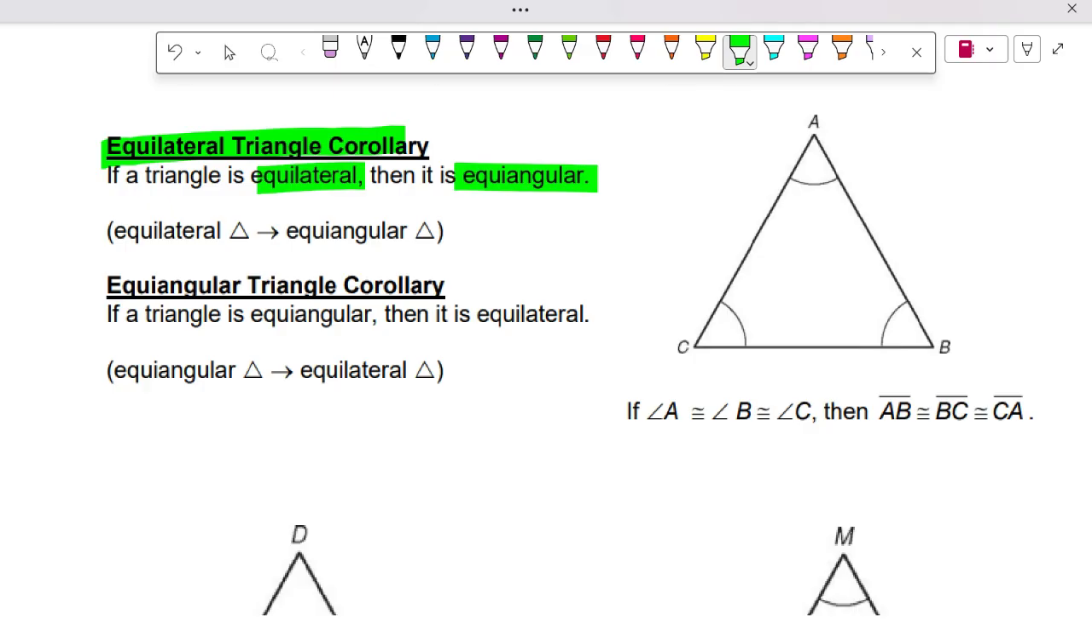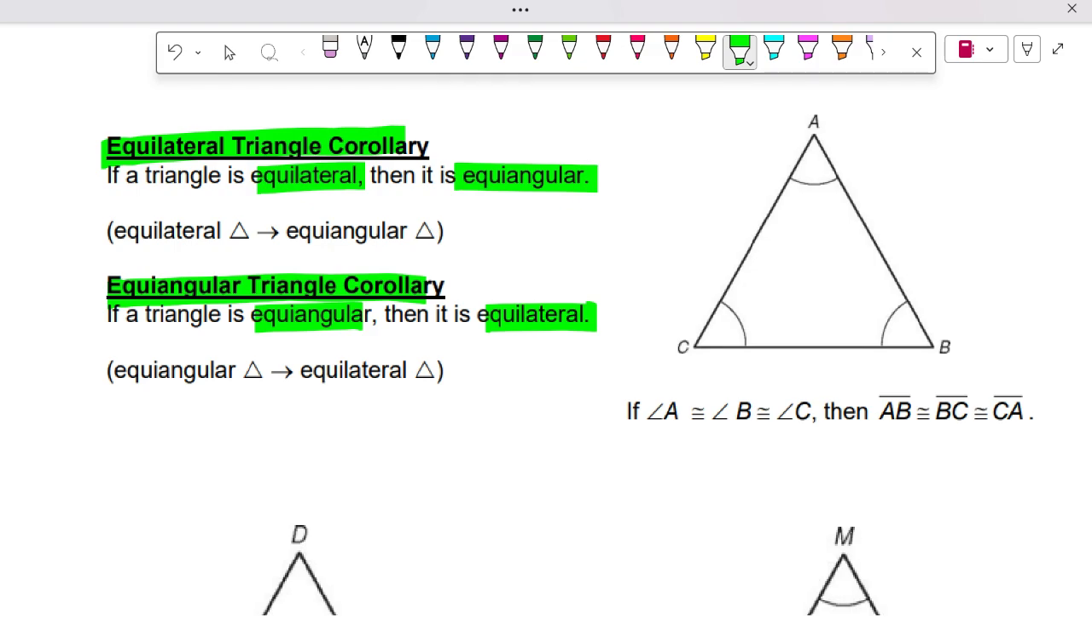So, on the opposite end, the equiangular corollary is if a triangle is equiangular, it's automatically equilateral. Say it again. All the angles are equal, so it would already be equilateral. Yeah, exactly.